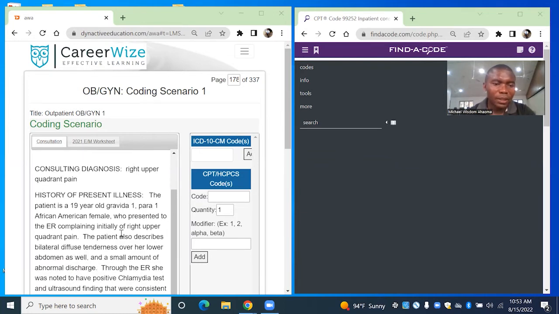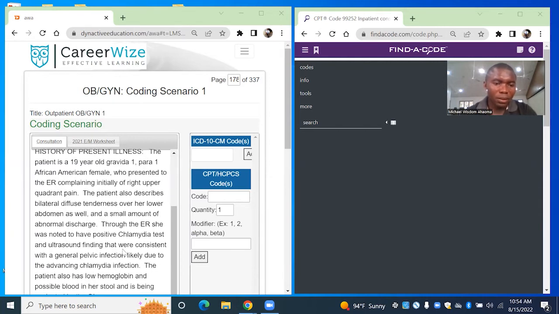History of present illness. The patient is a 19-year-old gravida 1 para 1 African American female who presented to the emergency room complaining initially of right upper quadrant pain. The patient also described bilateral diffuse tenderness over her low abdomen as well, and a small amount of abnormal discharge.